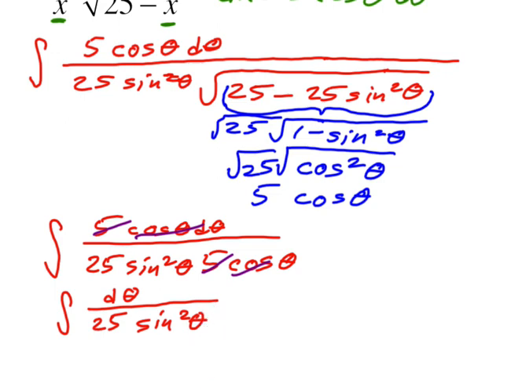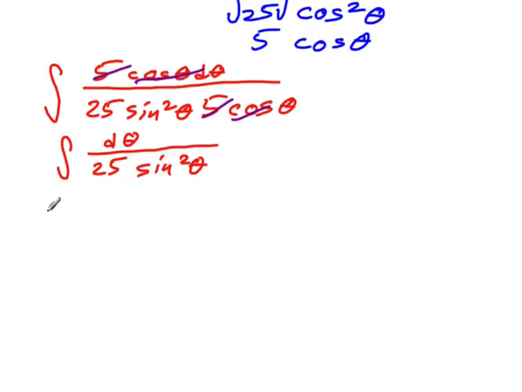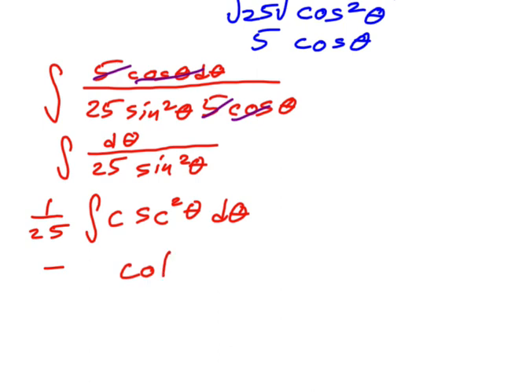And just a little rewrite there. Pull out the 25 in that denominator out front. And 1 over sine squared, well, that's cosecant squared theta. Okay, and you're supposed to know the derivative of what is cosecant squared theta? The derivative of negative cotangent theta. And we still have our 1/25th and plus c.